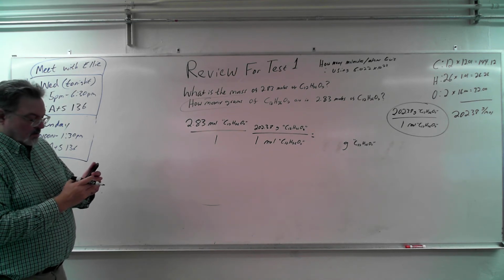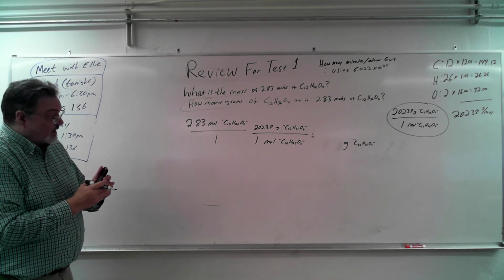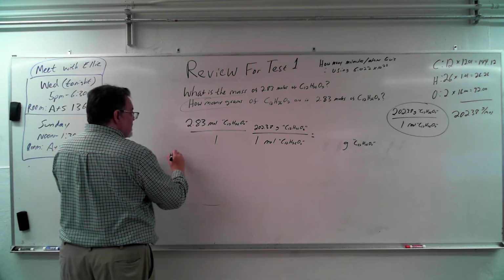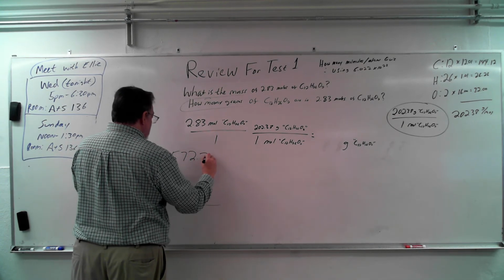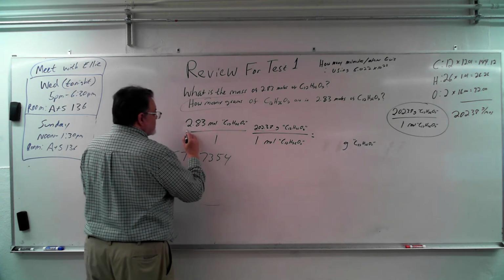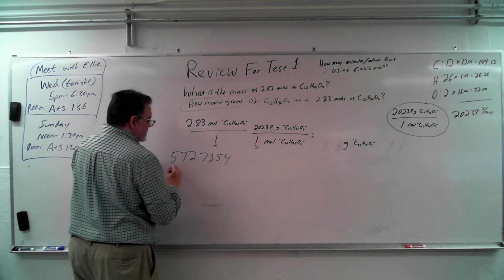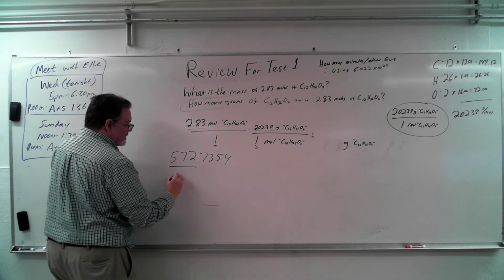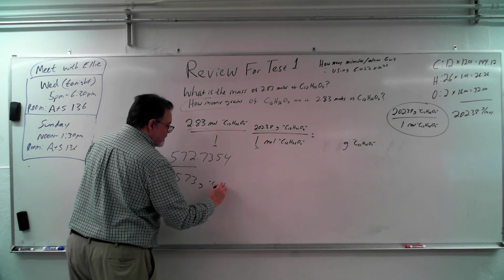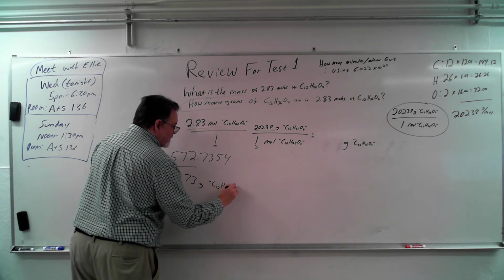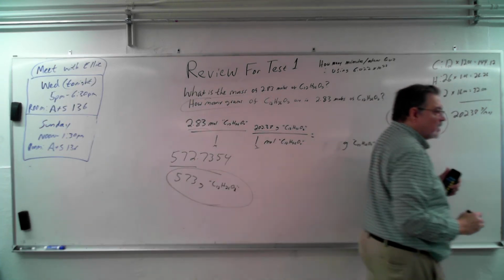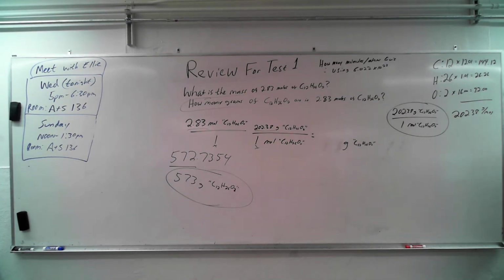2.83 times 202.38. Five significant figures, 3, that's exact, so I'm keeping those. The 7 rounds to 2. There's the answer: 573.